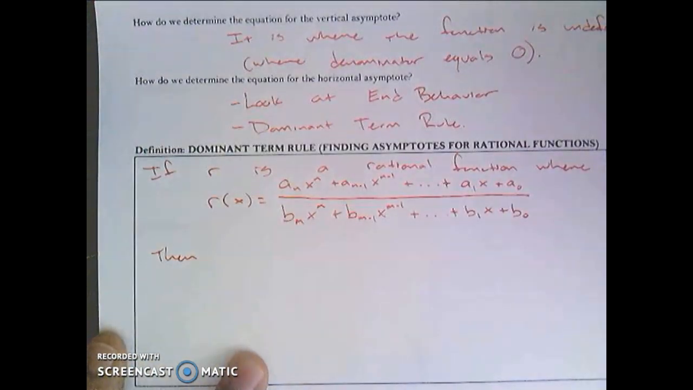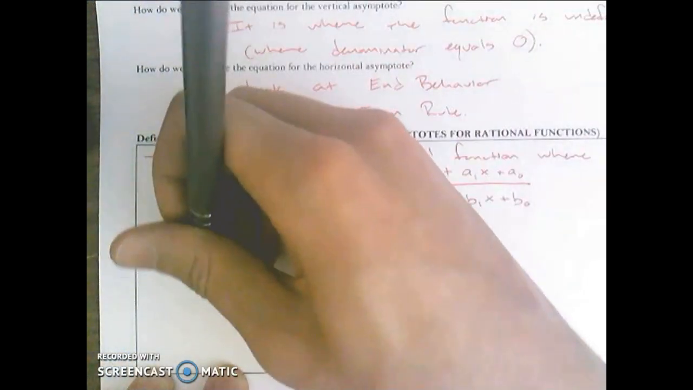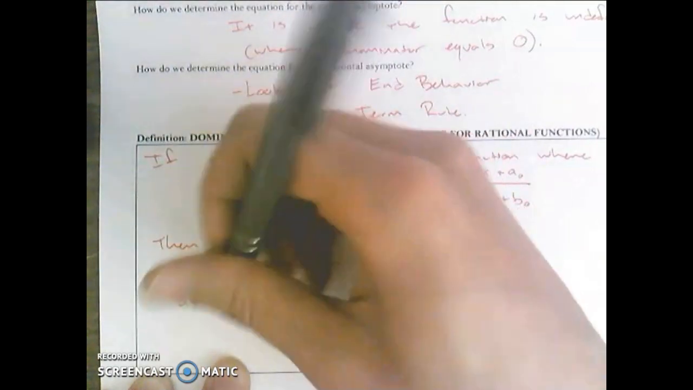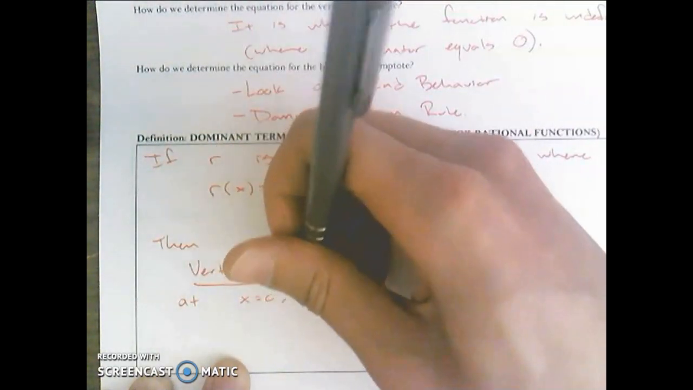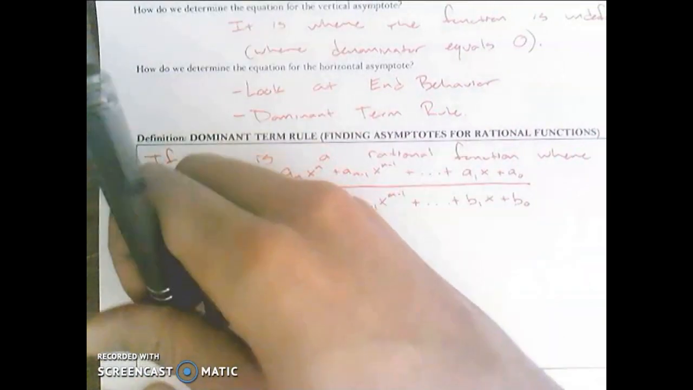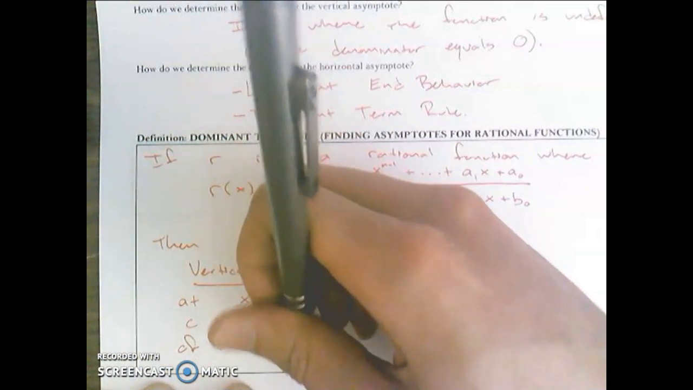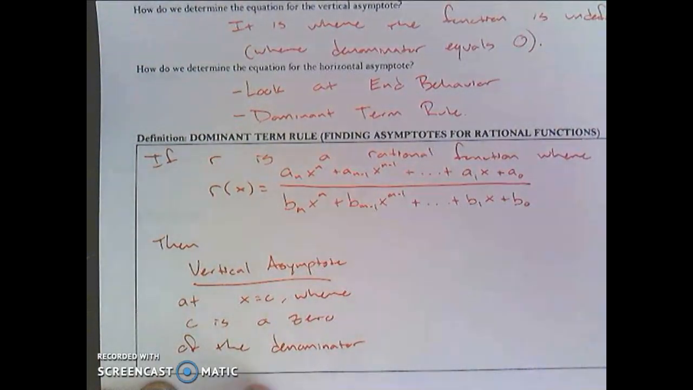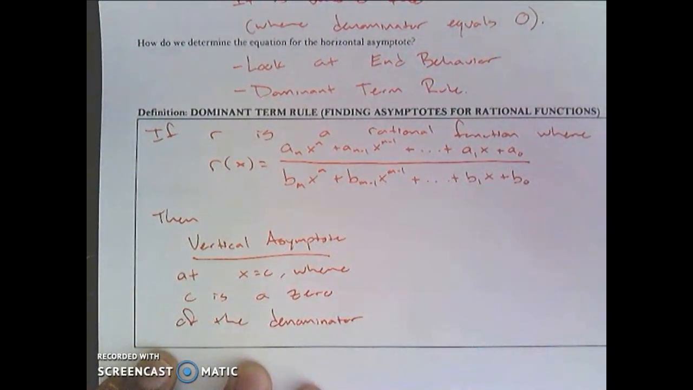Then we can determine the vertical asymptote, which we already know. It's where the denominator is equal to 0. So we can say that the vertical asymptote is at x equals c, where c is a 0 of the denominator. So when you factor the denominator, if you get x minus c is a 0, then x equals c is the equation for a vertical asymptote.